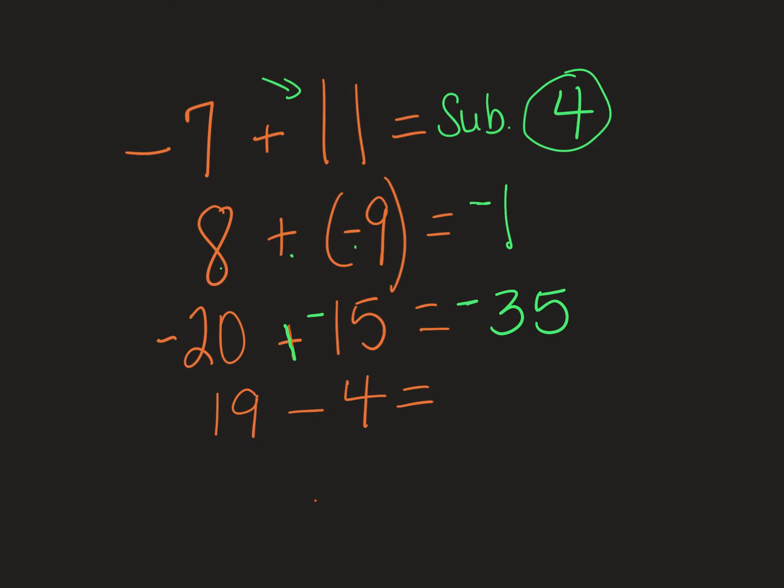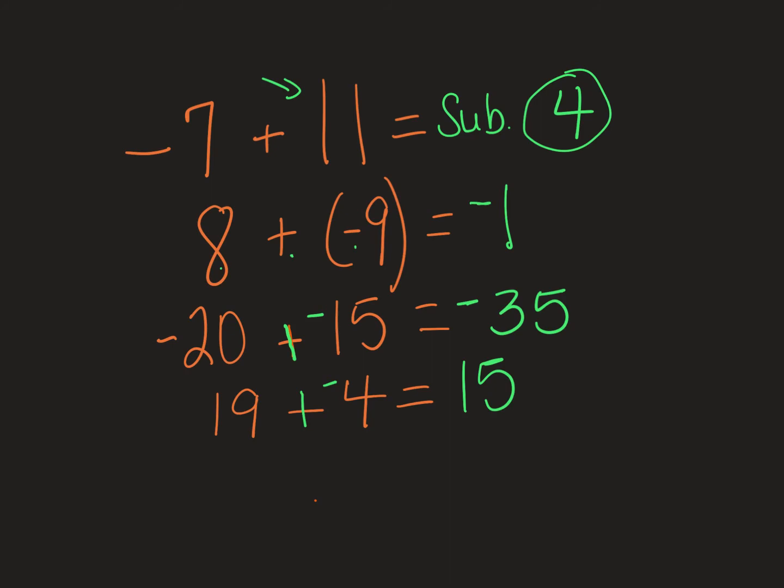Okay, now I have 19 minus 4. What am I going to do? Well, what am I going to do first when I'm dealing with integers? Add a line, change the sign. Then you go back to your addition rules, and when you have a positive and a negative, what do you do? Is 15 positive or negative? Positive. I remember last year.